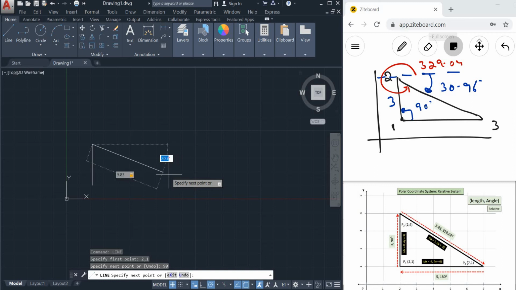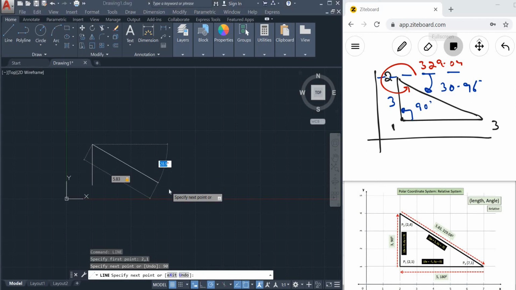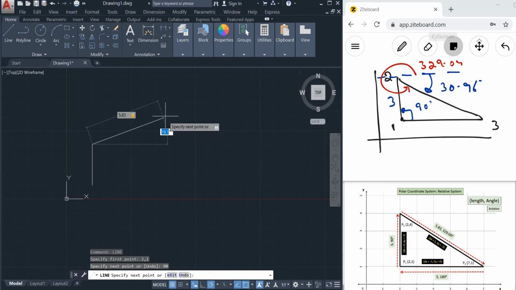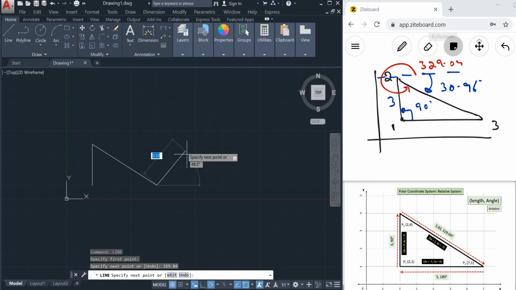So if you want to specify 30.96, keep your cursor below the inclination line. If you want to specify 329.04, you can keep your cursor above the horizontal line. So let's keep it above the horizontal line and type 329.04. Press enter. Now to specify the first point again, the length is 5 and the angle is 180 degrees.